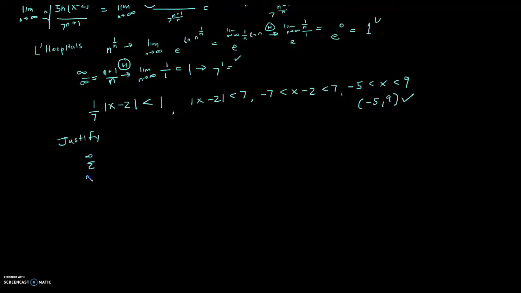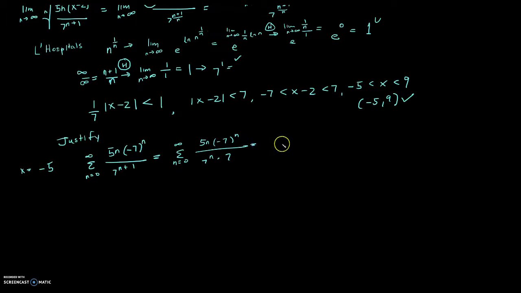So let's rewrite this. Let's plug in -5 first. X has -5. 5n. Plug in -5, that'll turn out to be -7n. And then 7n plus 1. Now you can break up the denominator because it's n plus 1. You can break that up into 7 to the power of n times 7. Now you can simplify it further.